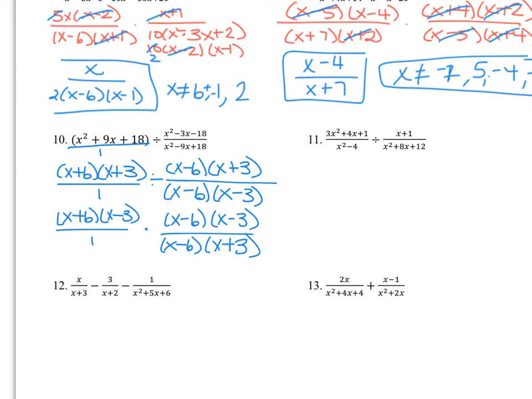That's a plus 3. Sorry, I can't read my own handwriting. So x plus 3 crosses out with x plus 3, x minus 6 and x minus 6. So I'm left with x plus 6, x minus 3.